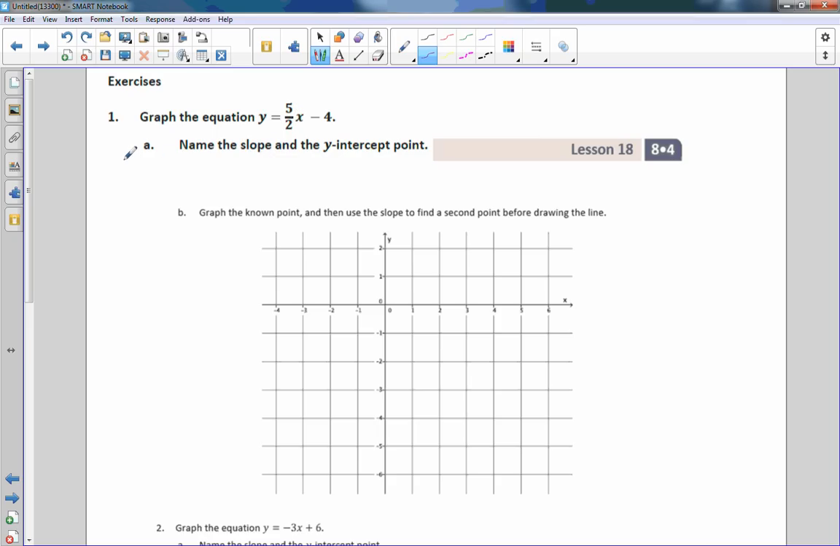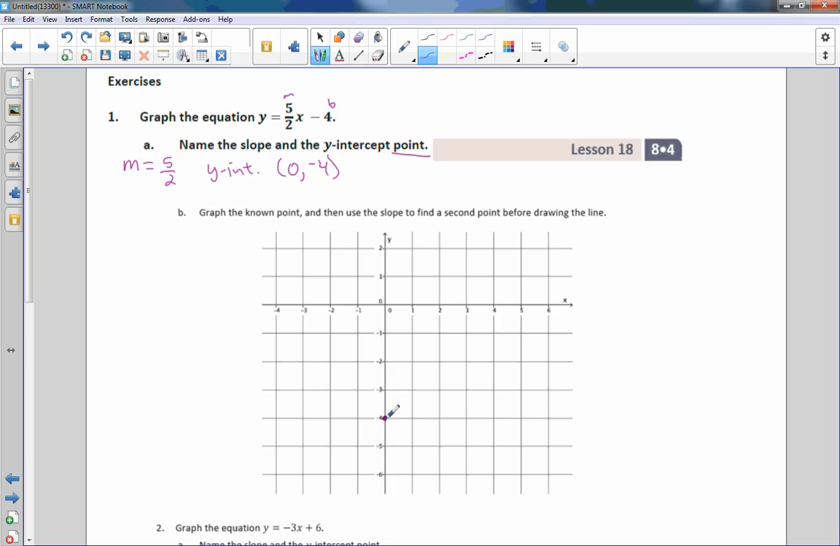Okay, the slope m equals 5 over 2, and the y-intercept point is the point 0, comma -4. So whenever it says point, you want it as an ordered pair, 0, comma b. So this is my m, and this is my b. Okay, so that's A. B says to graph the known point, the point 0, -4.